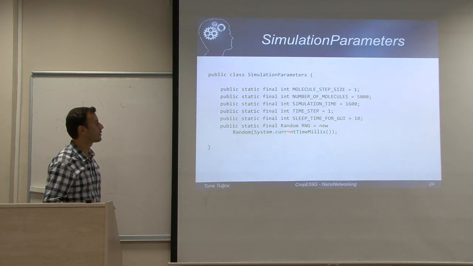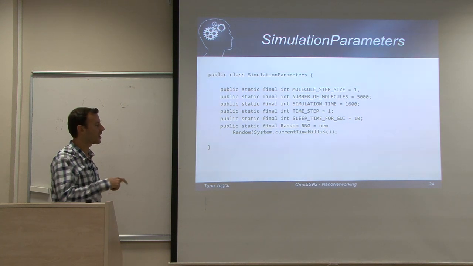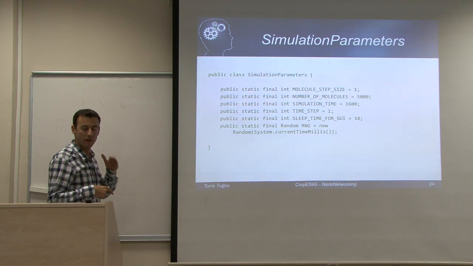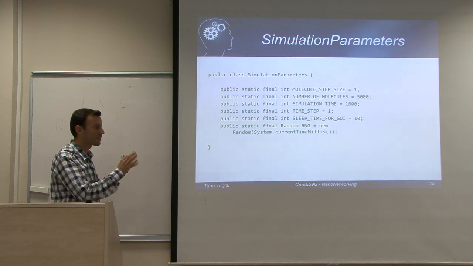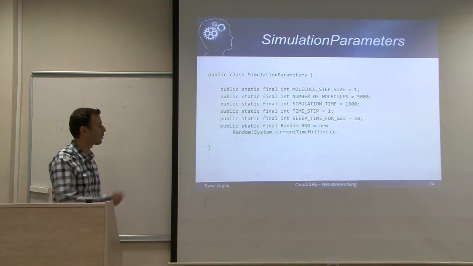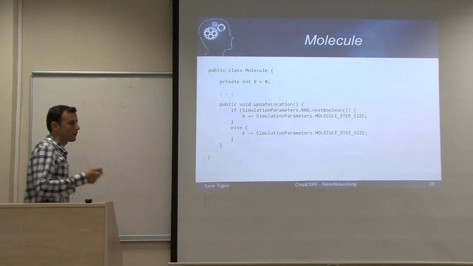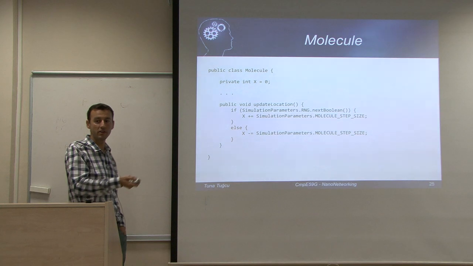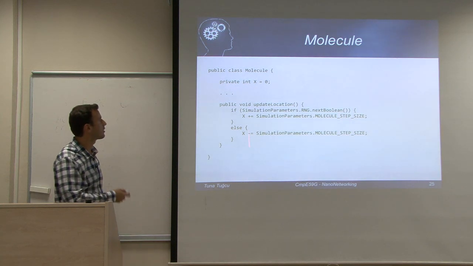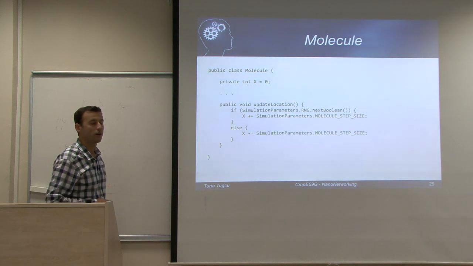I also add a sleep time for us to see what's going on, otherwise it just runs and we only see the result. After each time step, the simulation sleeps for 10 milliseconds for us to visualize. We also need a random variable, so that's what we use. It's actually very, very simple. We have a molecule and the x-axis, and some additional get and set methods. We don't care too much about those. And of course, the molecule changes its location, so we have a simple method here.